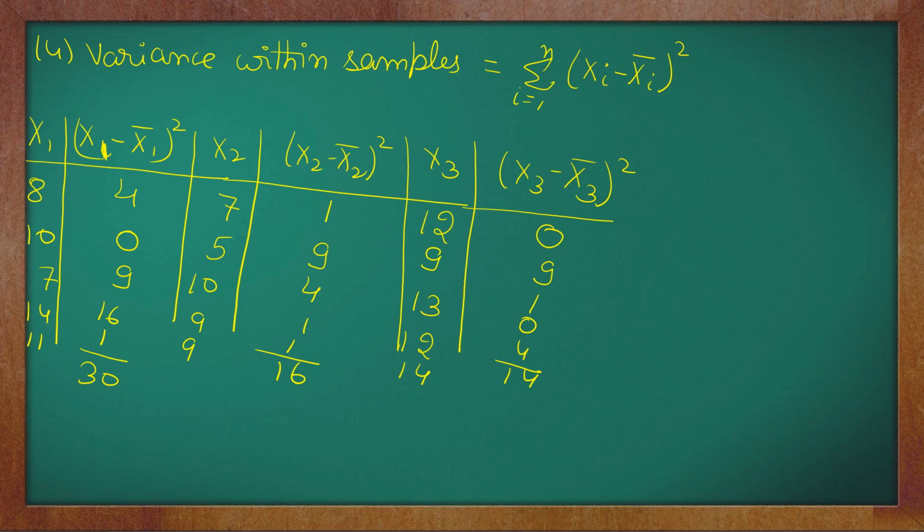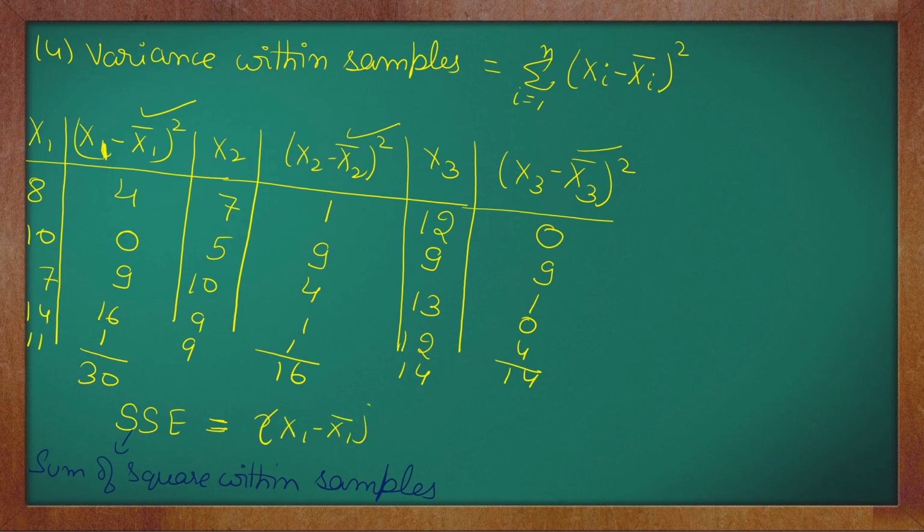Total is 14. Now, in the third step, we calculated SSC. Now we'll calculate SSE. SSC was the sum of squares between samples. SSE is the sum of squares within samples. Between samples we solved with the help of the grand mean, and this one we have solved with the individual mean. I'm writing the formula first.